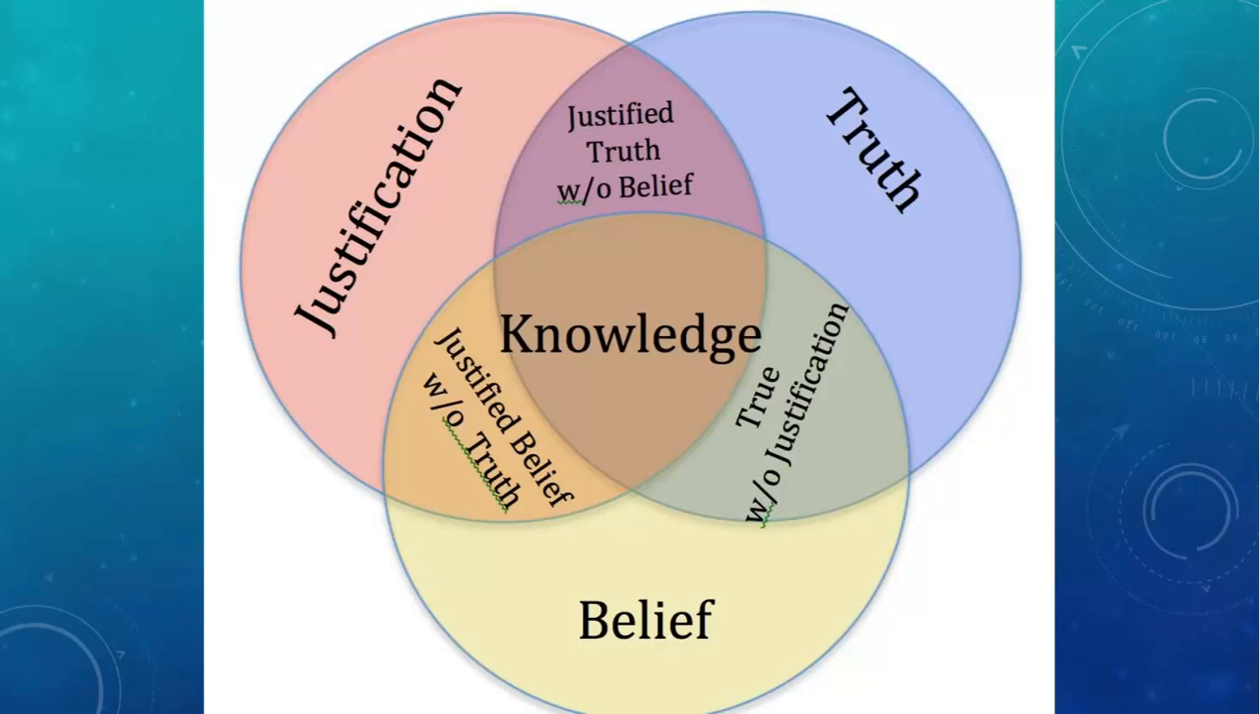In the orange section, you can see that you have justified belief, so you can have reasoning and you can believe it, but it's actually not true. Or you can have something that is a justified truth that you do not believe in. And when you have knowledge, it's all three of those things. It is true, you do believe it, and you have justification. So that's a nice example of how a Venn diagram can show those overlapping sections.